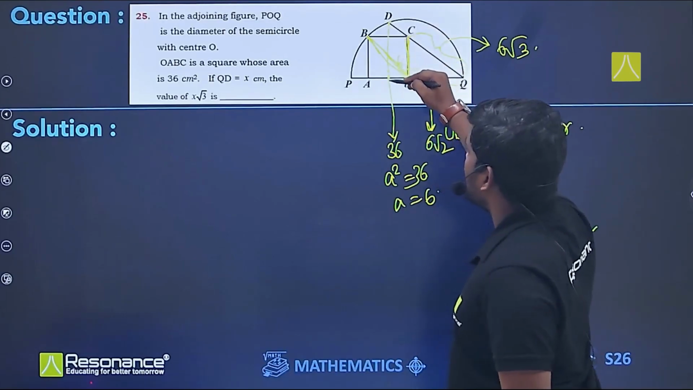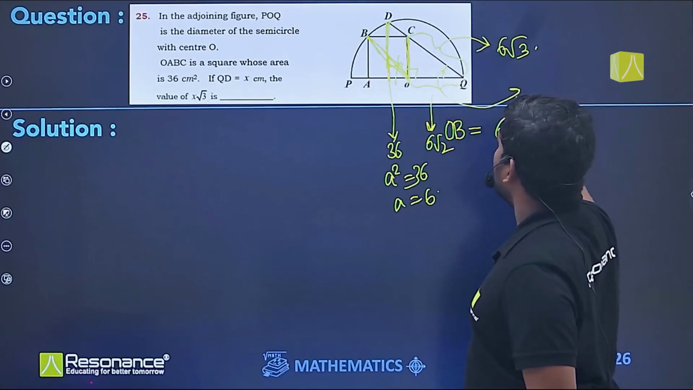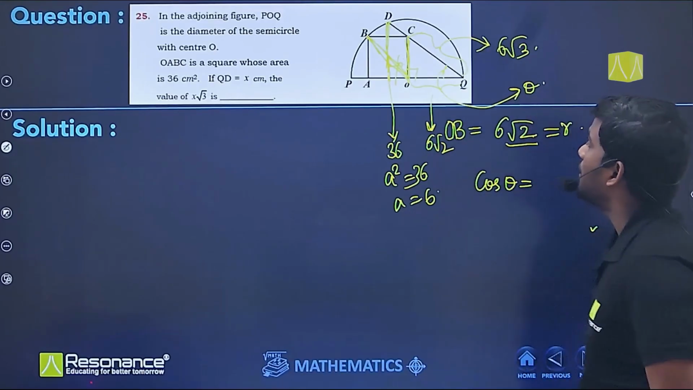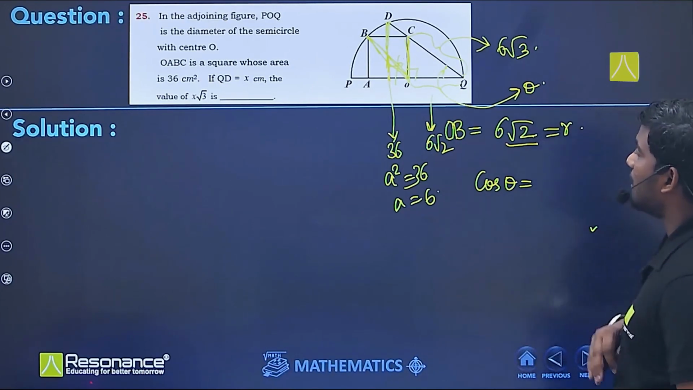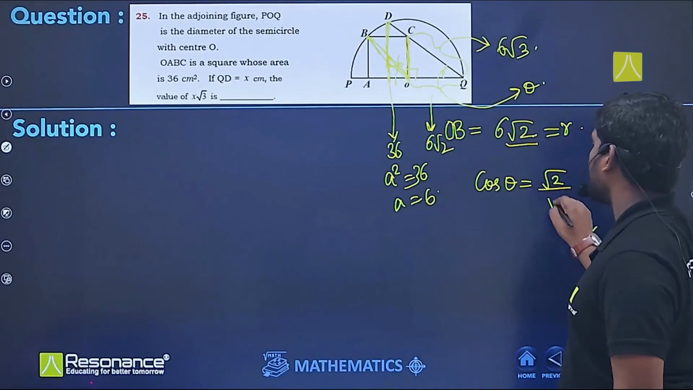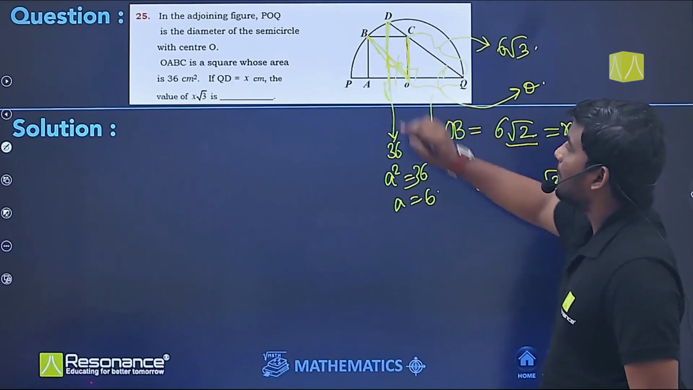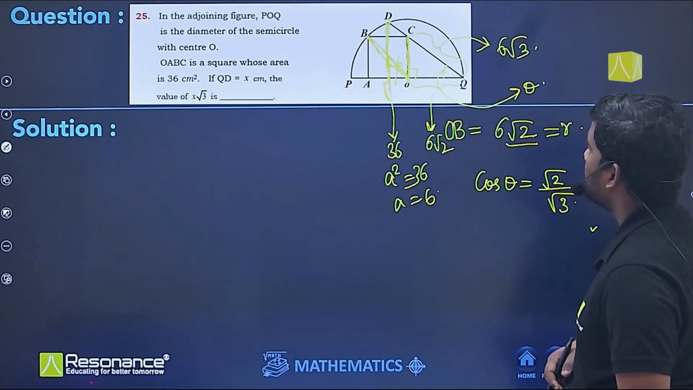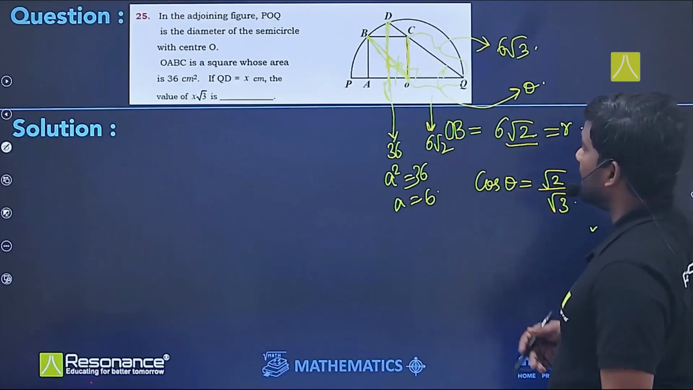If we take theta, cos theta would be what? Cos theta would be OC by CQ, which is root 2 by root 3, which is also so that part would become what?